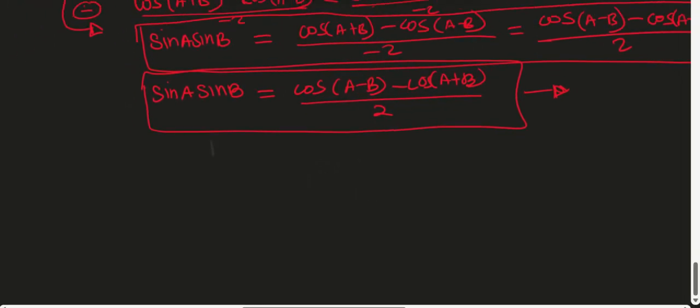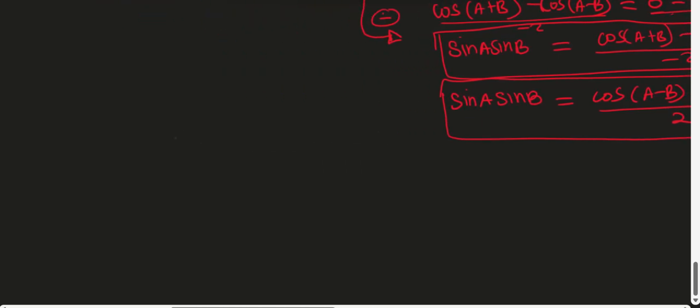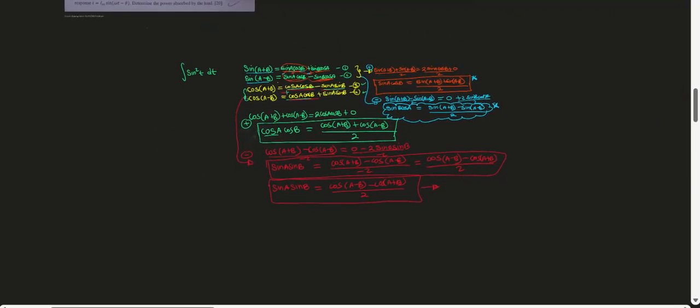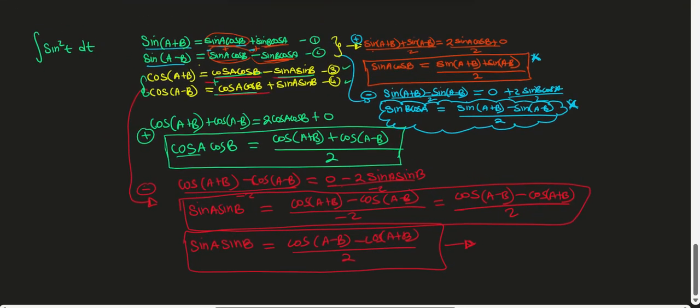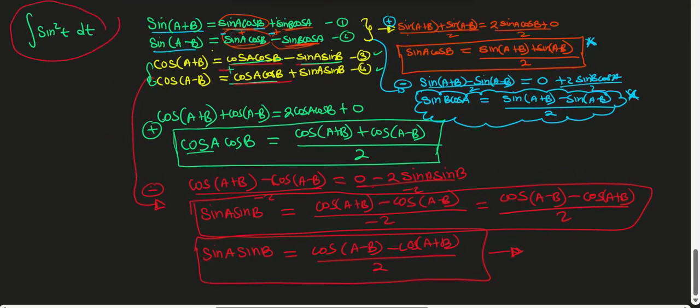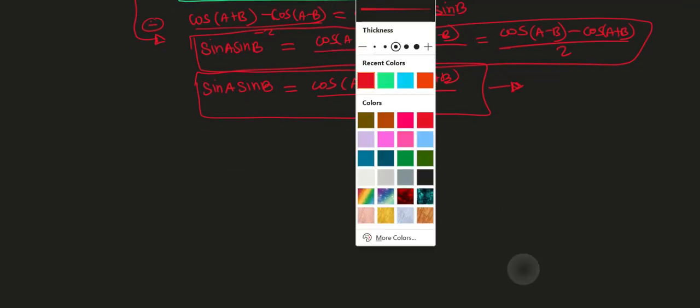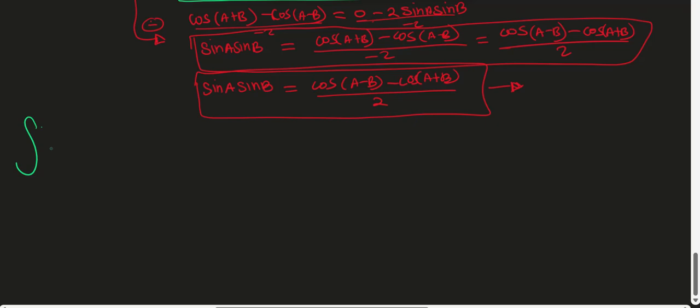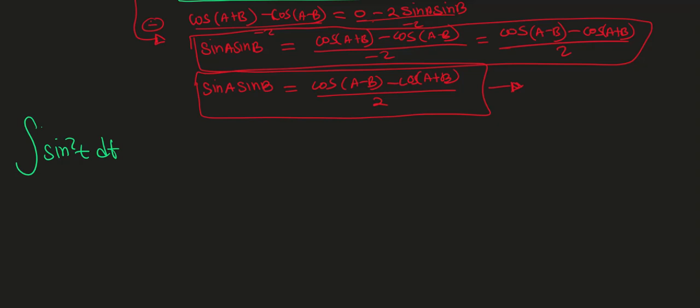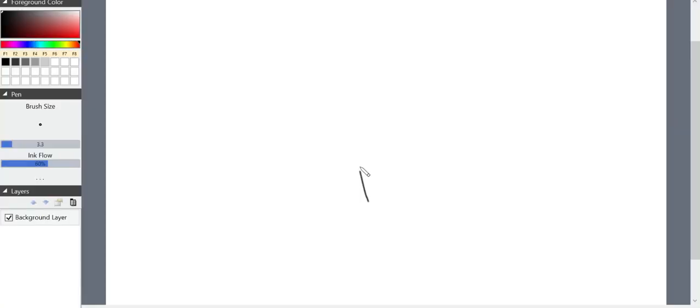Okay, let's look at what we have. What do we have? We have sine squared t, that's the expression we want to integrate. So we want to integrate sine squared t dt, and we have sine A sine B is equal to all of that. Okay, let's see if we can simplify this further.